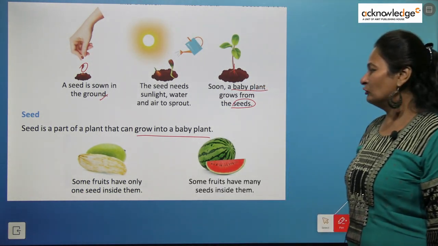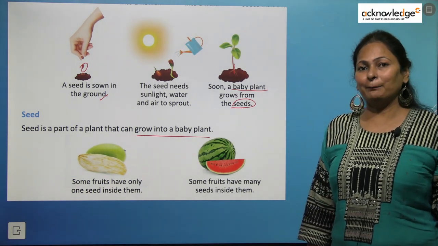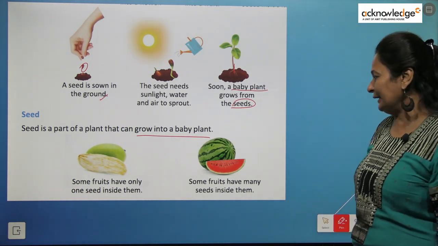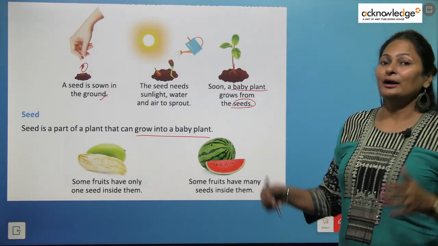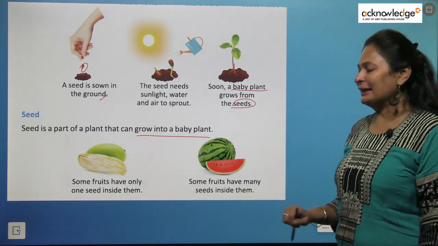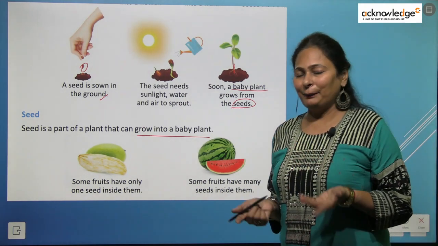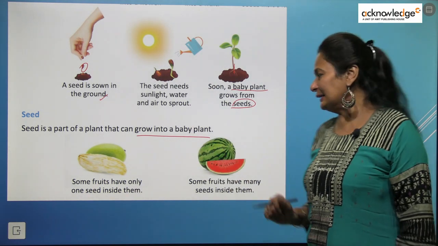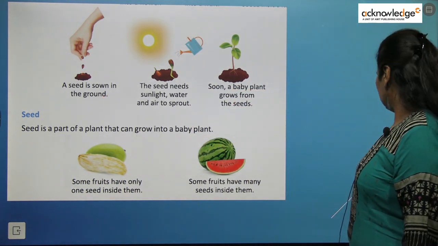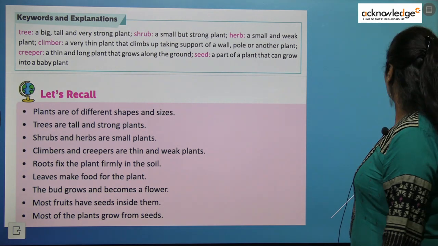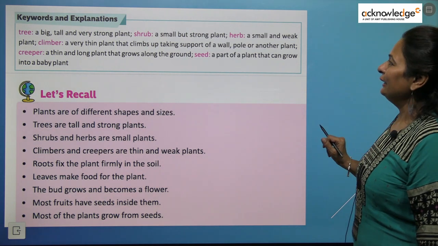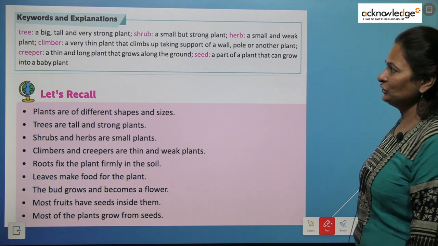Some fruits have only one seed, like mango, it has a giant seed. Some fruits have many seeds inside it, like watermelon, papaya, it has many seeds. Yes, and that's all. Keywords and explanation.